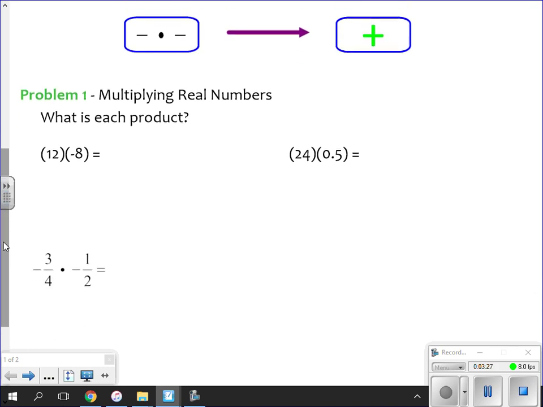Okay, so problem: multiplying real numbers. First one, 12 times negative 8. The first thing I want to do is, I have a positive times a negative. My answer is going to be what, positive or negative? It's going to be negative. And then you multiply 12 times 8, which is 96.